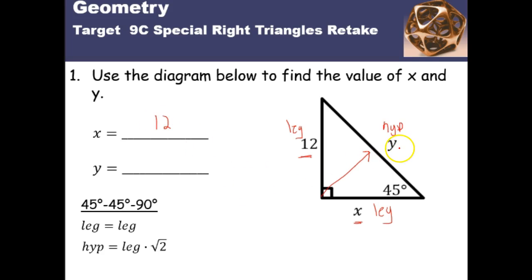Then I have to find the hypotenuse. The hypotenuse is whatever the leg is times radical 2. So my leg was 12. And I'm going to multiply that by radical 2. 12 times radical 2 is just 12 radical 2. And that's my answer.